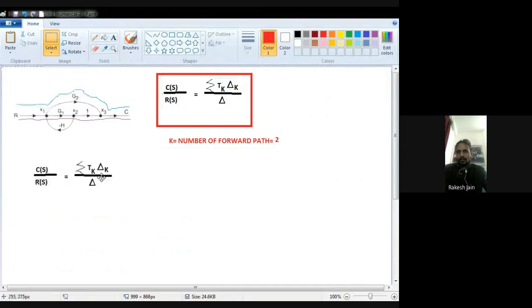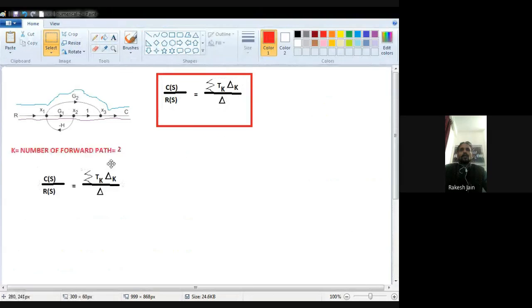So what is the answer of this step? How many forward paths are there? There are two forward paths. So now what is the next step? Just write down the converted formula, so I write it down here.